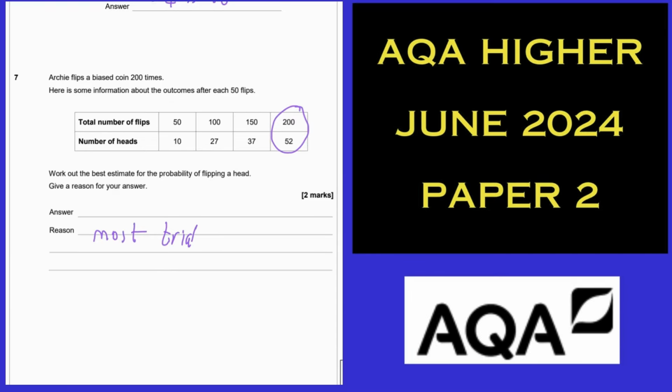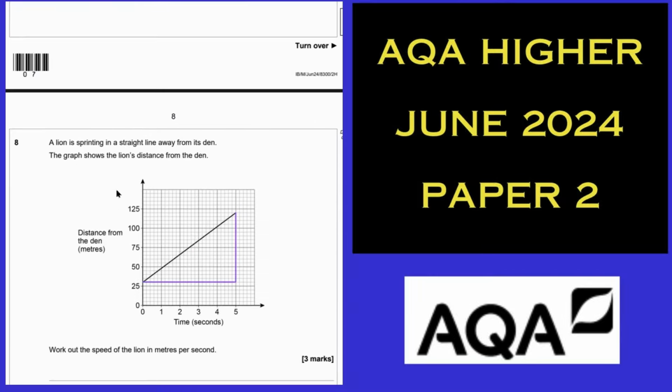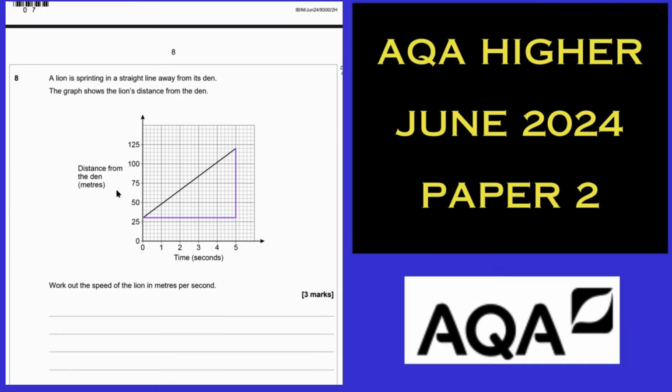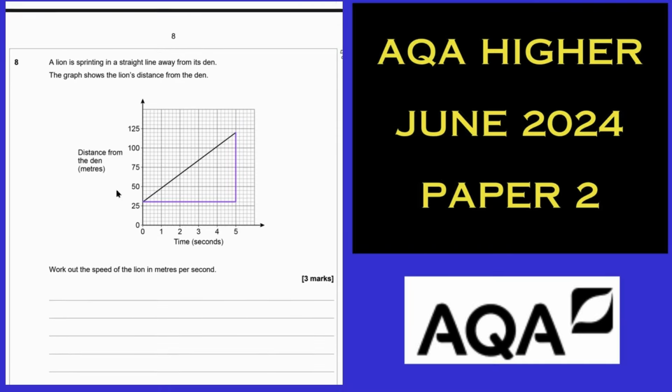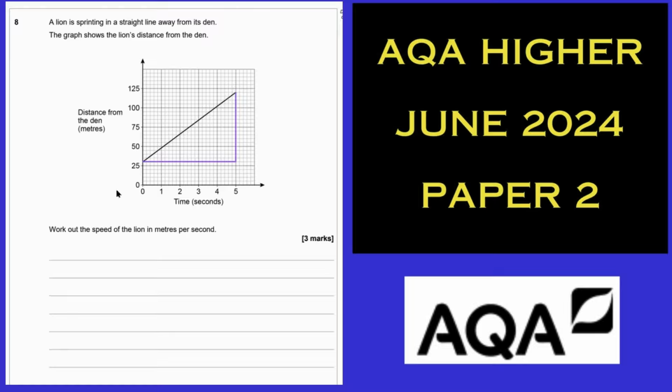Again, any short, sweet sentence that says 52 out of 100 is the best. 200, my mistake, because 200 trials is better than 50, 100 and 150. On we go. Number 8. Yeah, a little bit of cheating because me and technology don't go well together.